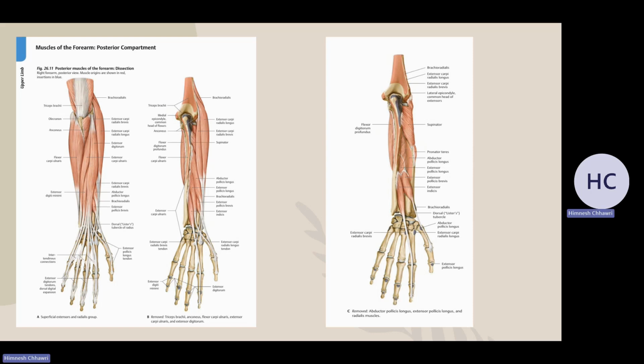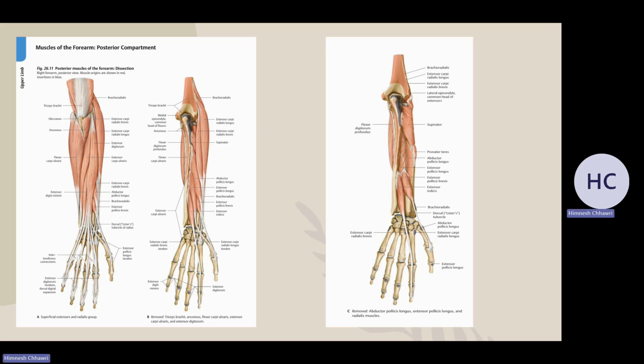because extensor pollicis. Then we have the extensor indicis. Extensor indicis originates from the ulna and the interosseous membrane, and then inserts into indicis. What is indicis? Indicis, index finger. It inserts into the posterior digital extension of second digit.